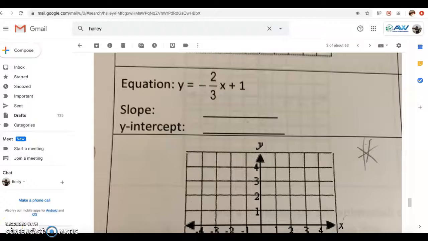Right, Haley, here is a little bit about how to use the equation of a line to draw a graph. So we've got the equation given right here. I'm just writing it down on my page before I switch windows. Negative 2 over 3 x plus 1.